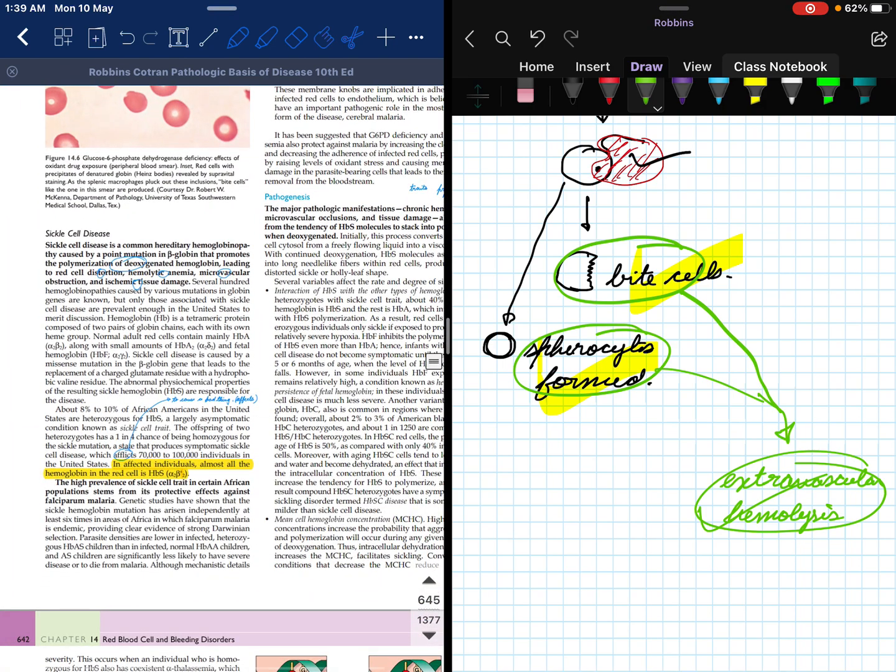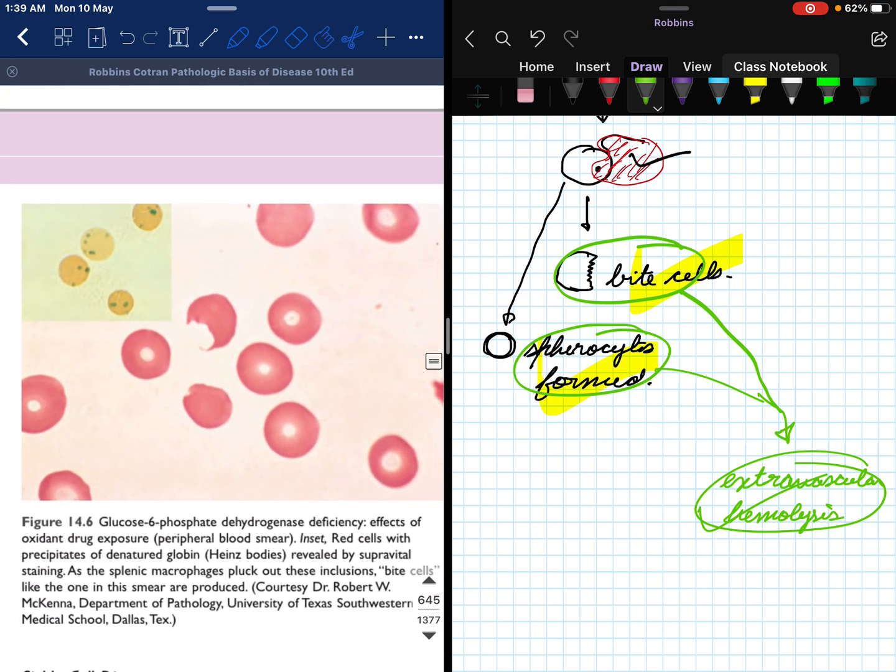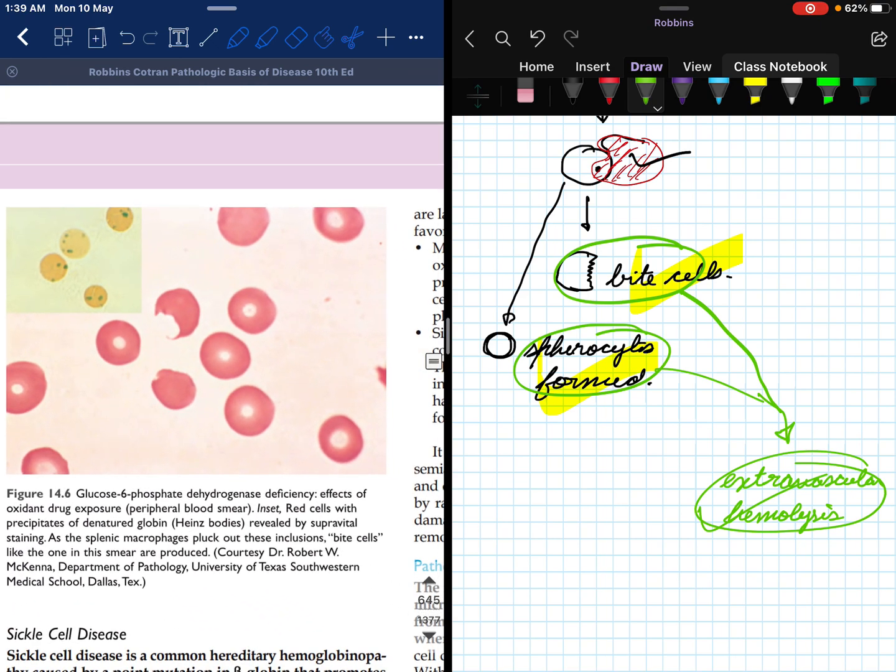So for the clinical diagnosis, we can find these Heinz bodies. These are the Heinz bodies. This is the bite cell, and this should be the spherocyte, because the central pallor is absent, and it should also be somewhat hyperchromic, to be very sure that this is a spherocyte. So that's it for this video. Thank you.